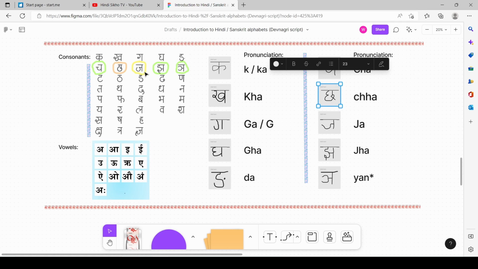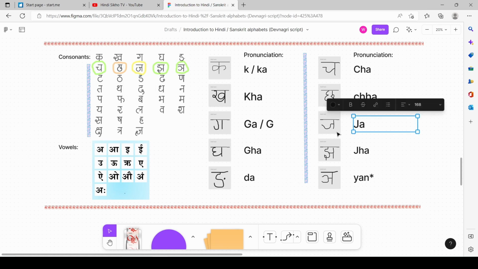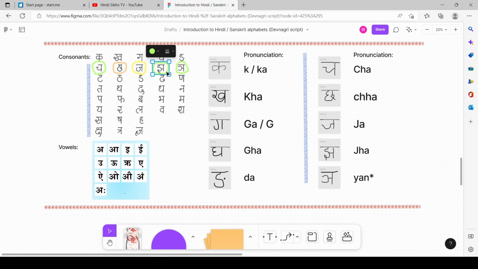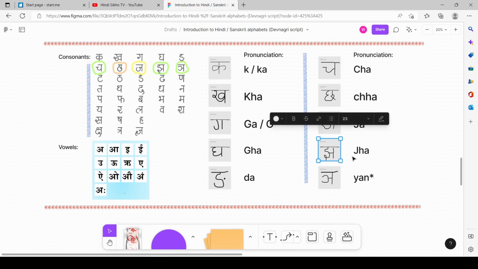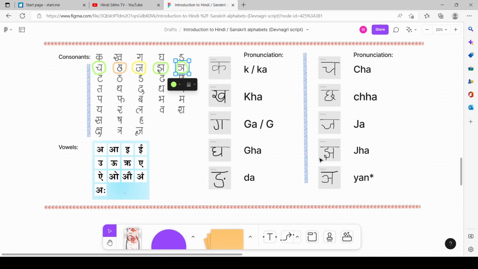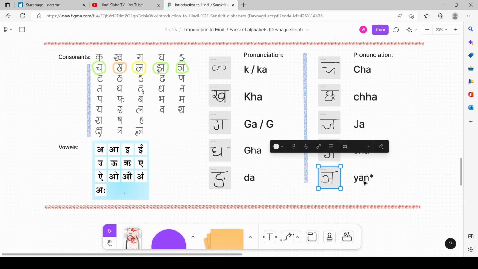Next is J. Pronounced as Ja. Next is Jha. Jha is pronounced as Jha. Next is Ya. Pronounced as Ya. And this alphabet is barely used anywhere. This is very non-popular in Hindi.